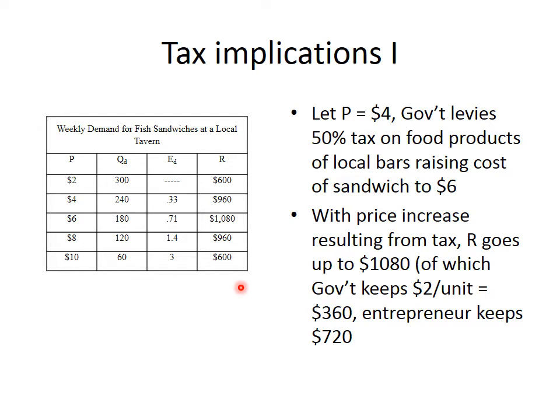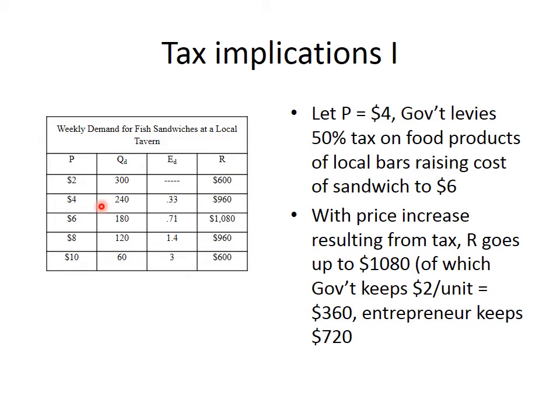Now, one of the more interesting implications of this total revenue test and the relationship of revenue to the elasticity of demand for the product. Again, we have our standard fish sandwich demand curve, which I suspect by the end of the semester is going to drive you crazy. You're either going to become obsessed with fish sandwiches and become a fish sandwich addict like I am, or you're never going to want to see one again as long as you live. But at any rate, let's raise the price again from $4 to $6 as we did previously. But the government now is going to levy a 50% tax on food products. That is why the price increase is happening.